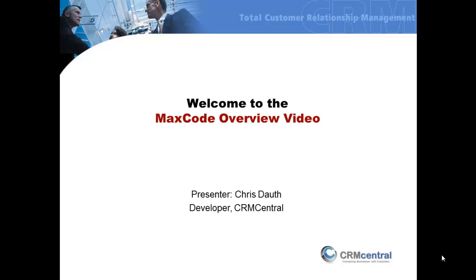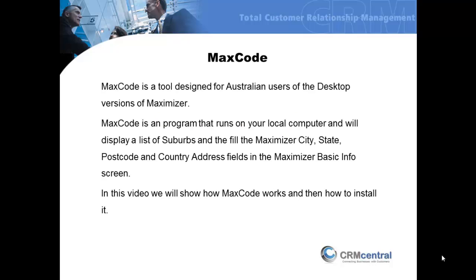In this video we'll cover how to use MaxCode and how to download and install it. MaxCode is a tool designed for Australian users of the desktop versions of Maximizer. It's a program that runs on your local computer and will display a list of suburbs and fill the Maximizer city, state, postcode and country address fields in the Maximizer basic info screen. MaxCode gets its data from Australia Post list of suburbs and postcodes.